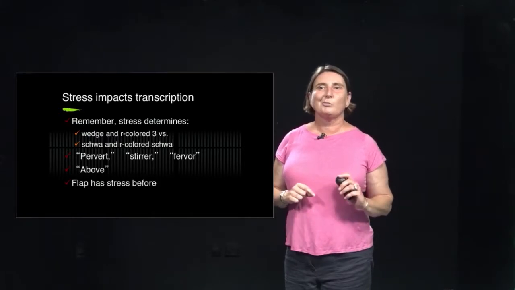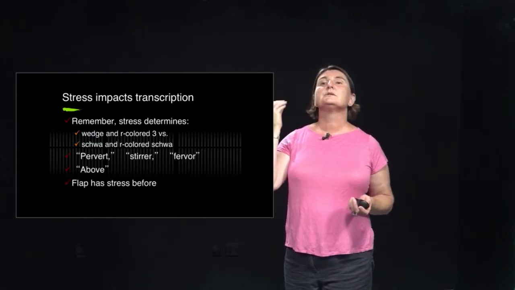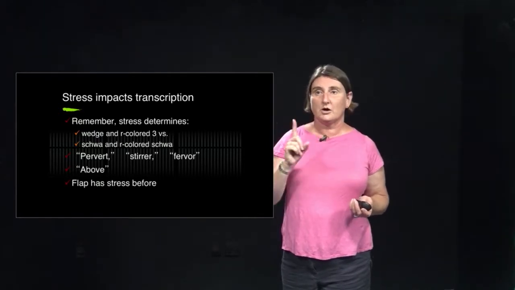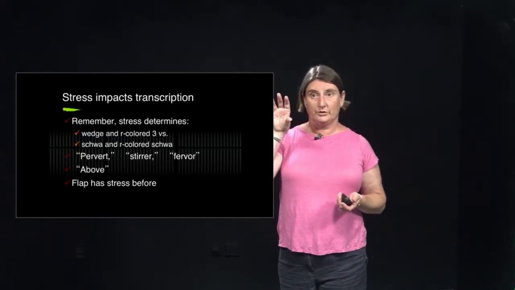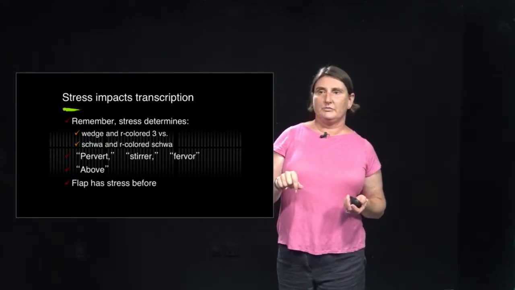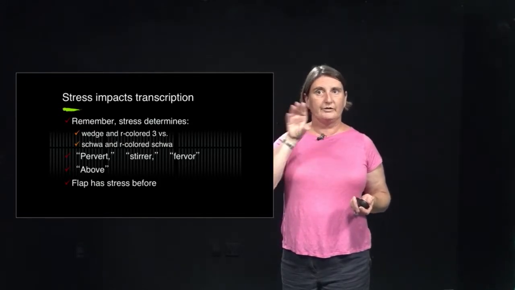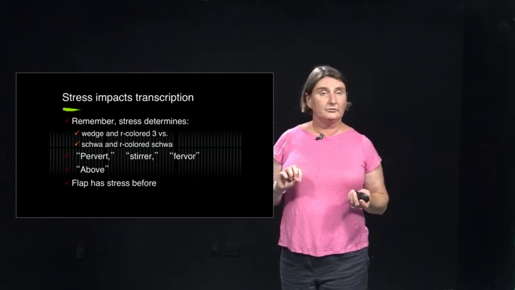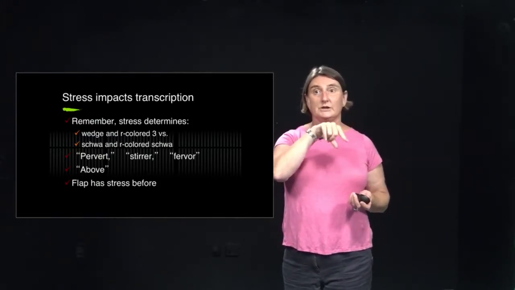So if we look at a word like pervert, that first syllable will use the stressed one, the 3 with the R coloring, and the second syllable will use the schwa with the R coloring. Or stir, first syllable will use the bird vowel, second will use the schwa R. Fervor, same thing, okay? The bird vowel and then the schwa R. And a word like above, that will have schwa and then the wedge.